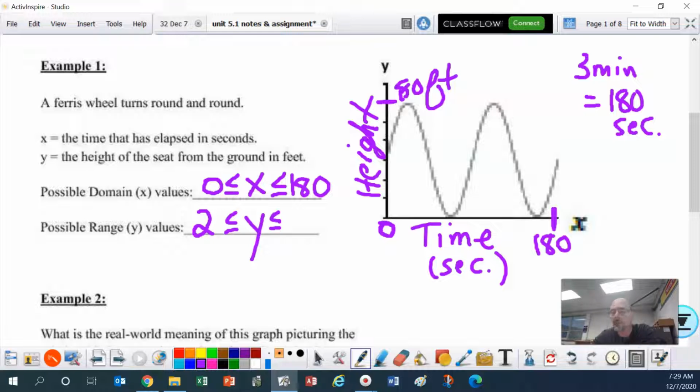And then if this Ferris wheel is 80 feet, we're just going to put an 80 there. Now, all of these can vary a little bit, but these are reasonable range and domain, and I'm going to label that seconds. All right, so there's example 1, and if you need to, go back and listen to that again and think about it. Remember, you have the power of pause and rewind. All right, let's look at the next one.